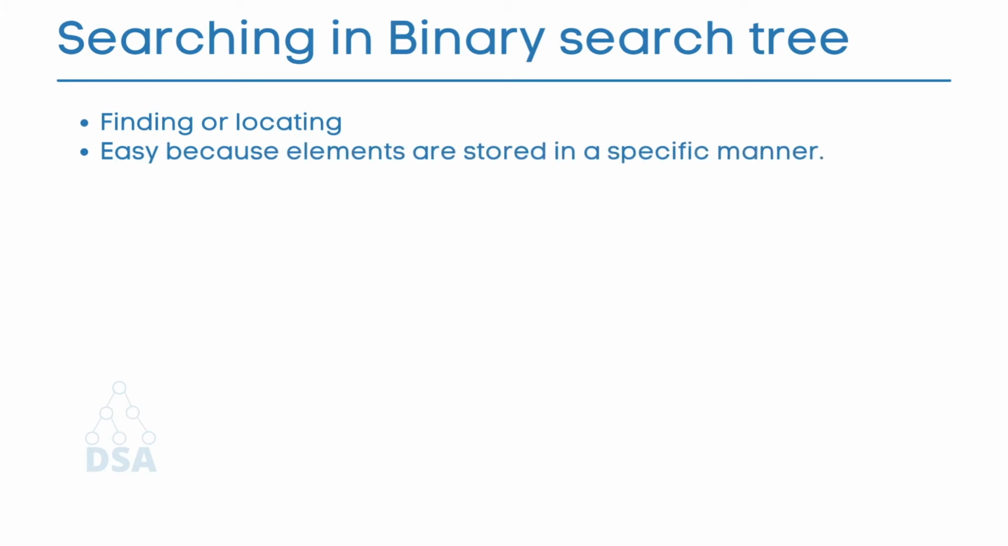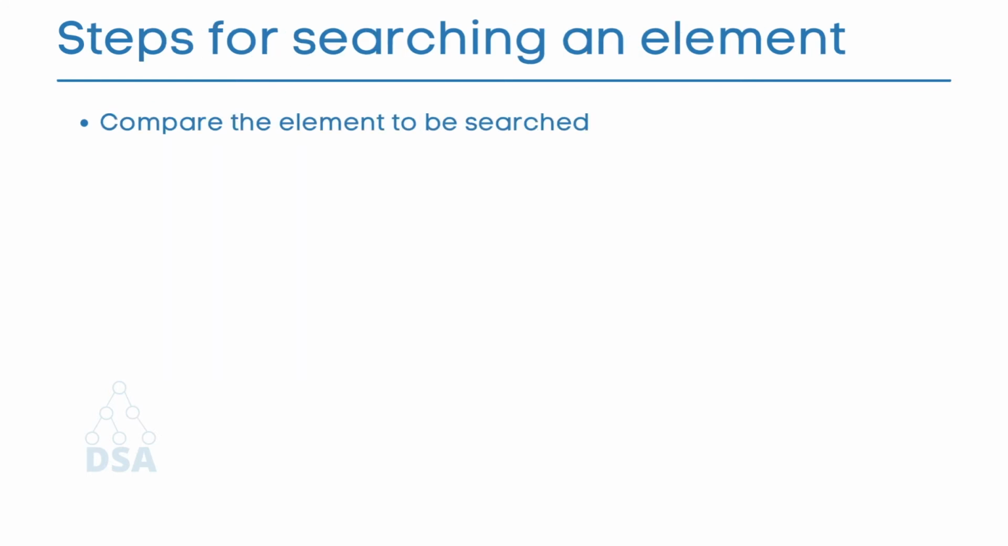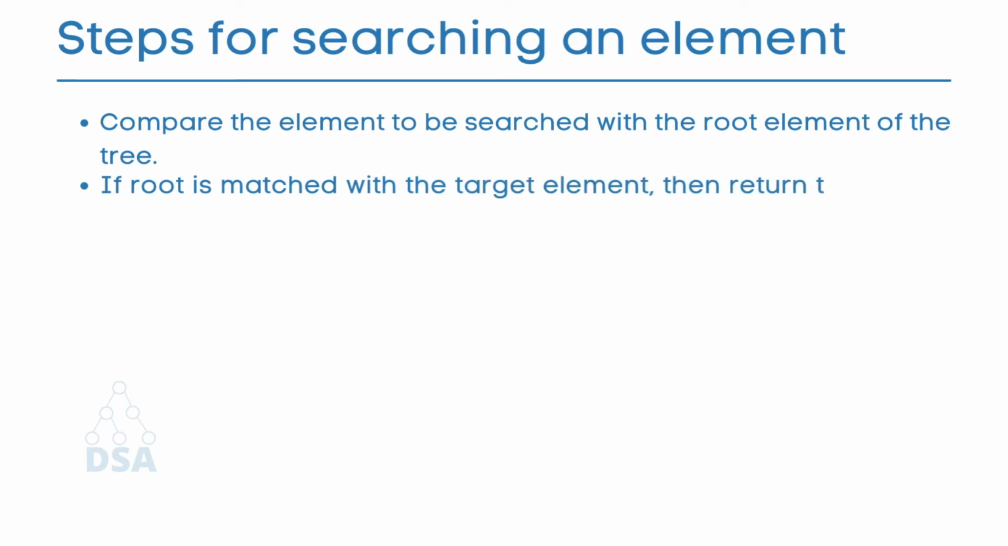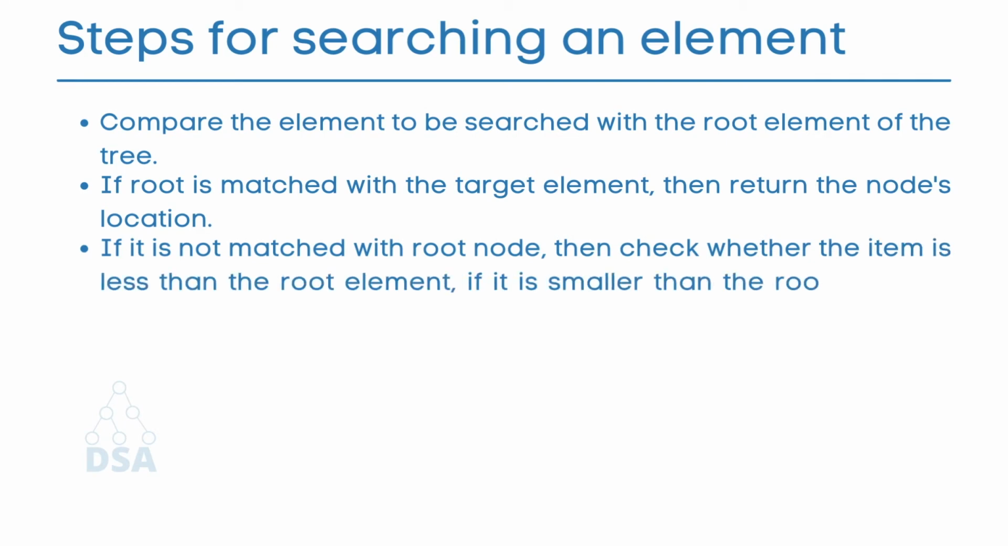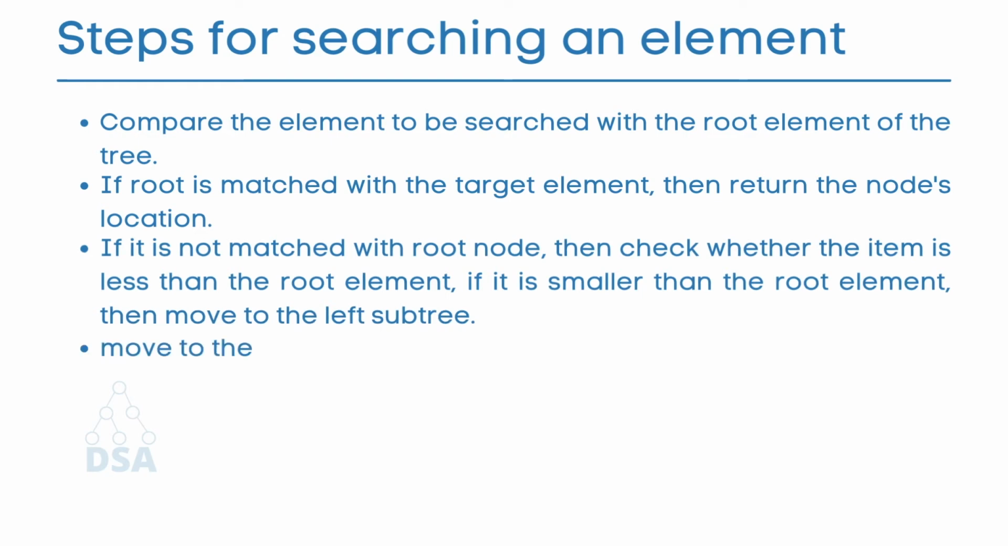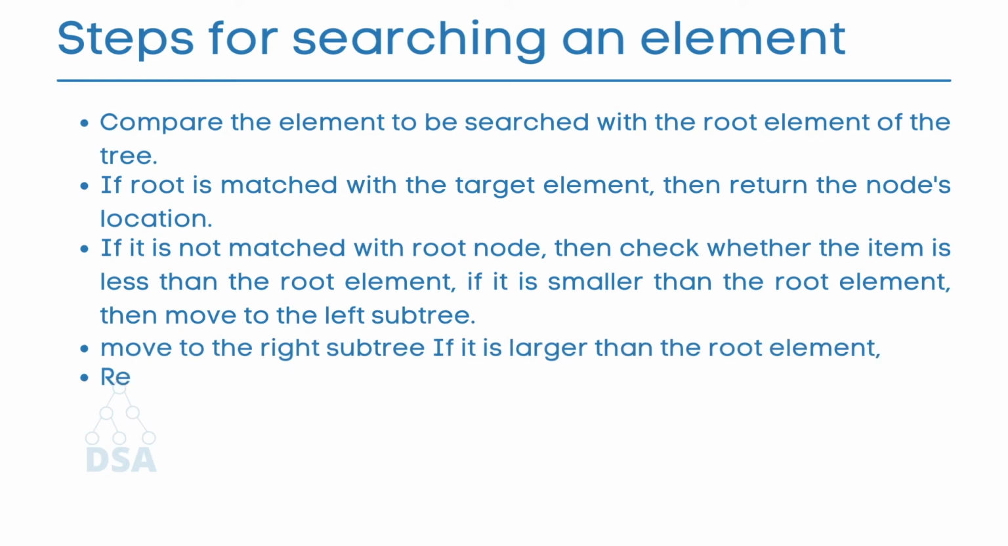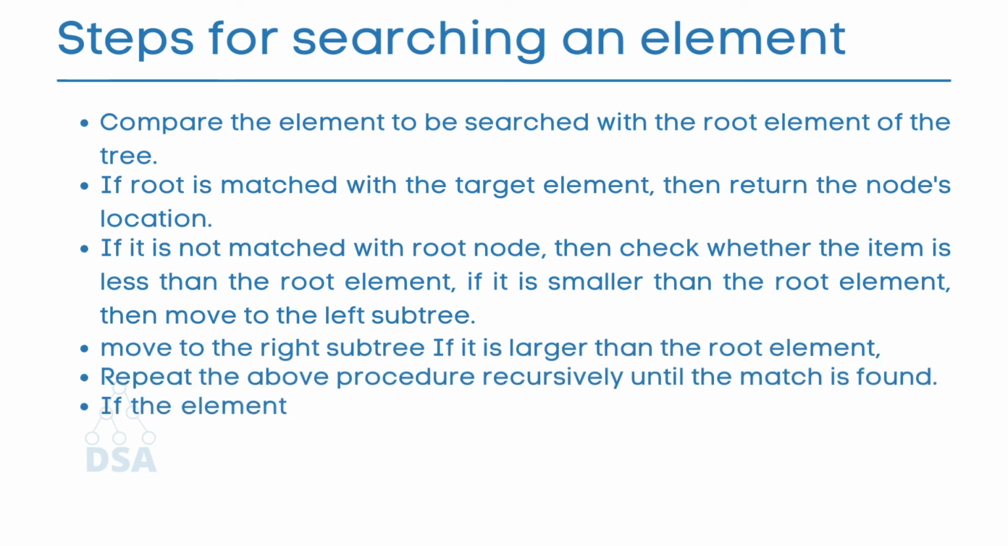Let's see the steps involved in searching a node in a binary search tree. Compare the element to be searched with the root element of the tree. If the root matches the target element, then return the node's location. If it is not matched with the root node, then check whether the item is less than the root element. If it is smaller than the root element, then move to the left subtree. Move to the right subtree if it is larger than the root element. Repeat the above procedure recursively until the match is found. If the element is not present in the tree, then return null.